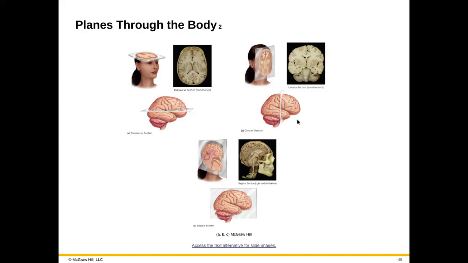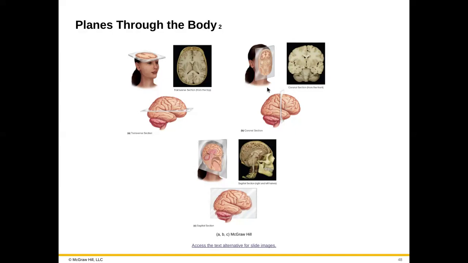So this is when we're separating things between an anterior and a posterior portion. So you can see here that we have an anterior portion of the brain, a posterior portion of the brain. And then down here, you can see that we have a sagittal plane. The sagittal plane separates the body into left and right halves. So if we do a cut vertically up and down, that is going to be a sagittal plane.